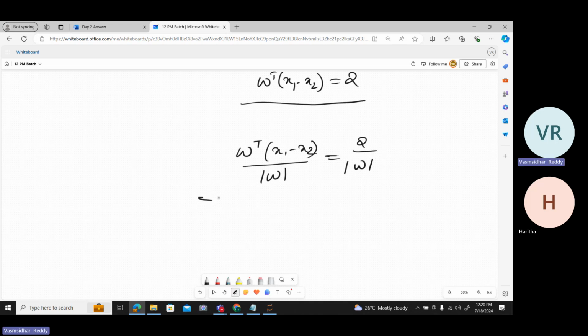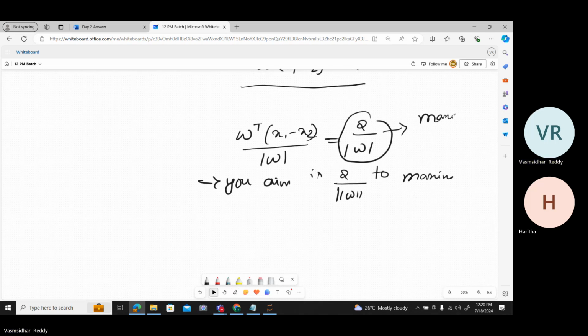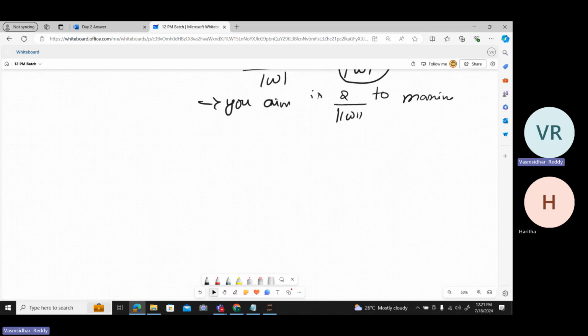So our aim is this: 2 by mod of W needs to be maximum. This number needs to be maximum only. You need to identify that this number needs to be maximum. Clear? Up to now clear?